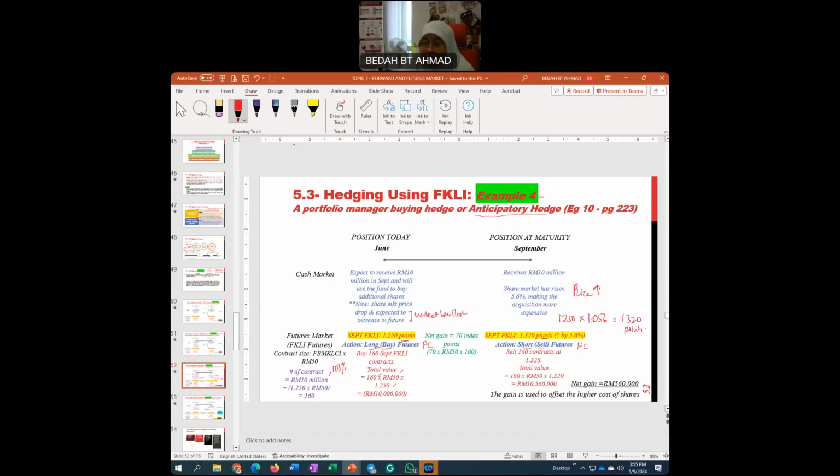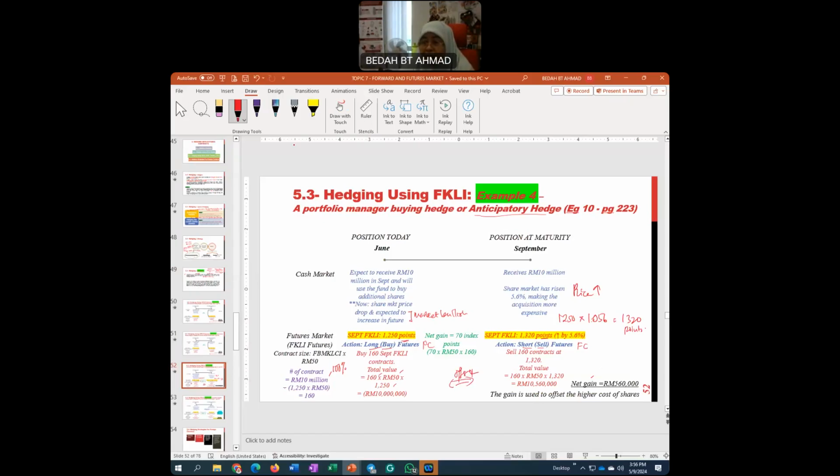So here you can see that it is sell high, buy low: sell at 1320 points and buy at 1250 points. So you have a gain, and the difference is 560,000. You need to multiply the number of contracts, the contract size, and the index point difference between the opening and closing. So this one you offset.